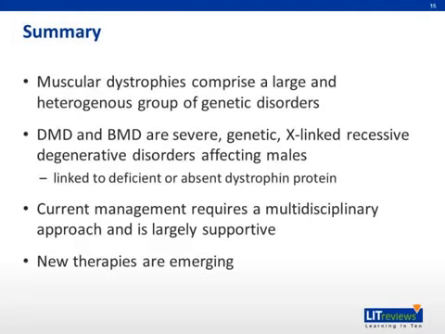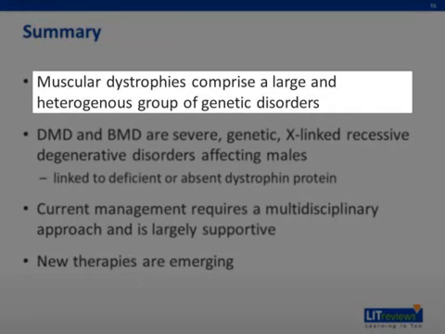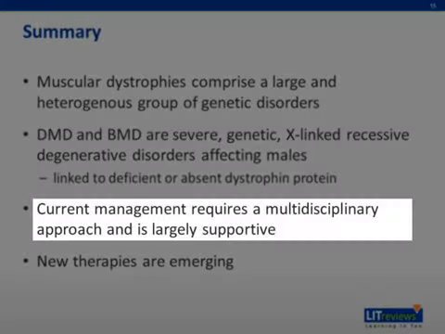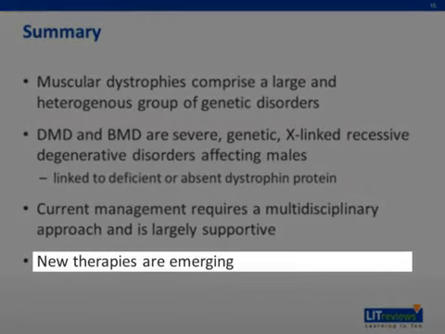In conclusion, muscular dystrophies comprise a large and heterogeneous group of genetic disorders characterized by progressive weakness. Duchenne muscular dystrophy is a severe genetic X-linked recessive disease that affects boys. Management currently is largely supportive, but steroids may help. A multidisciplinary approach is required to manage medical, musculoskeletal, respiratory, cardiac, and cognitive issues. Therapies are emerging that have the potential to revolutionize this field.